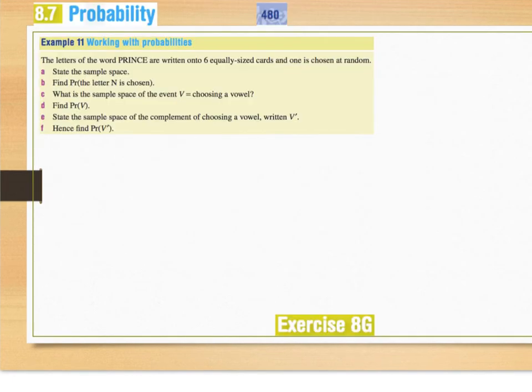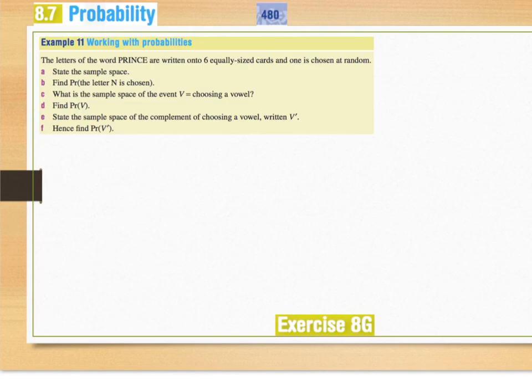Now let's look at working with probability. Example 11. I want to make you aware of the following: number C and number E of this worked example are wrong in your textbook, so please make sure that you do get them right. The letters of the word PRINCE are written onto 6 equal sized cards, and 1 is chosen at random.